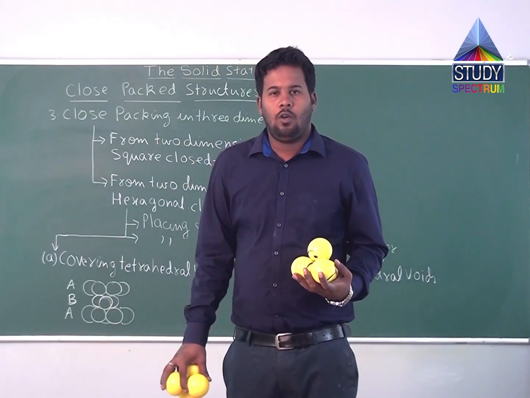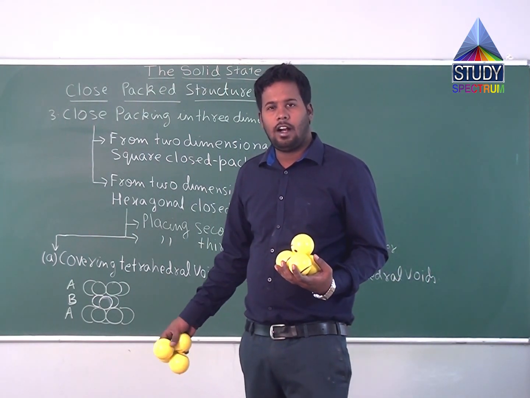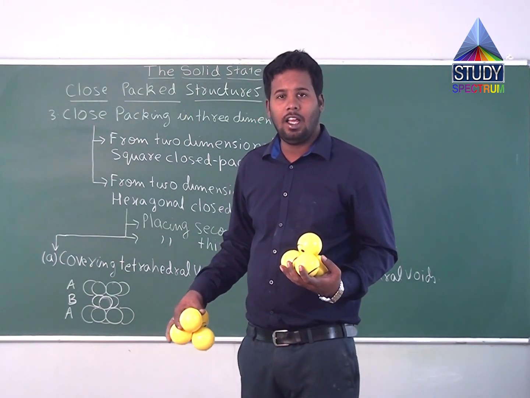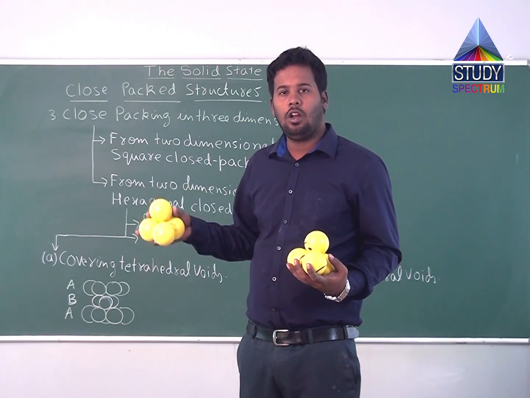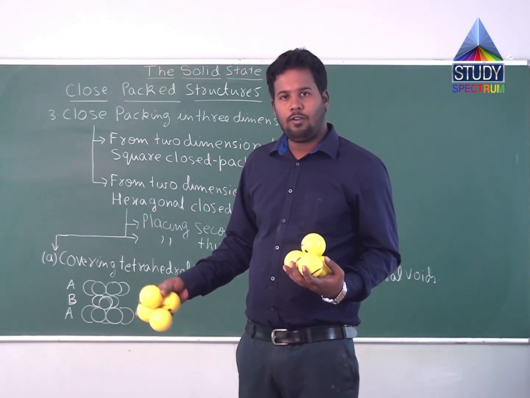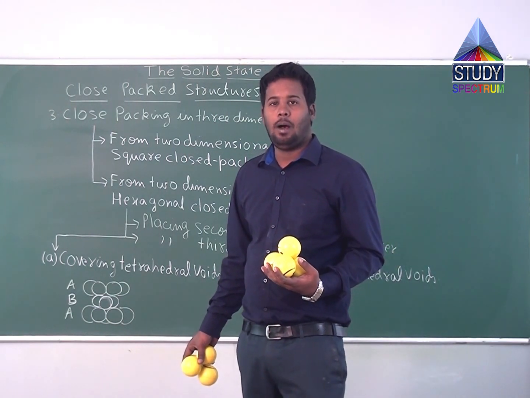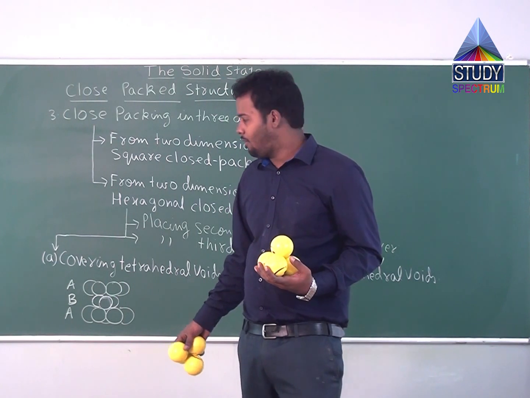Now we have talked about what will be the case, tetrahedral void or octahedral void, formed if we place the second layer above the first layer, where the first layer is actually your hexagonal close packed structure. We have talked about the second layer. Now what if we place the third layer above the second layer? Then there are two different possible cases. The first possible case is covering tetrahedral voids.